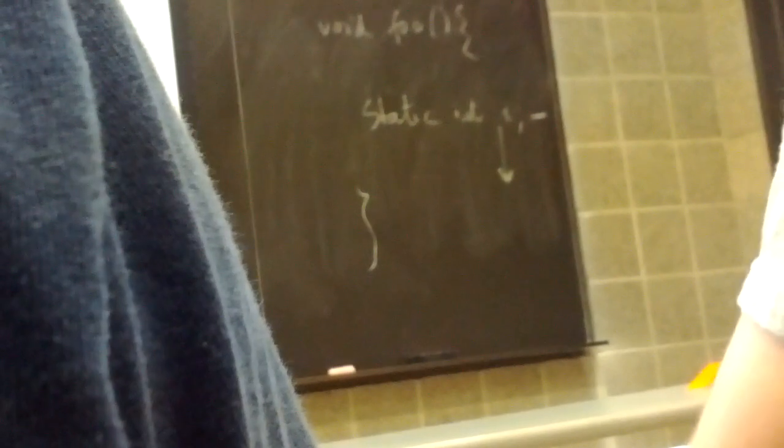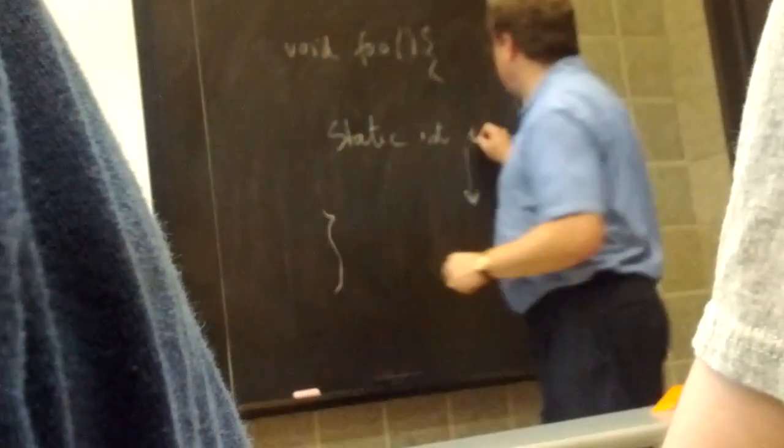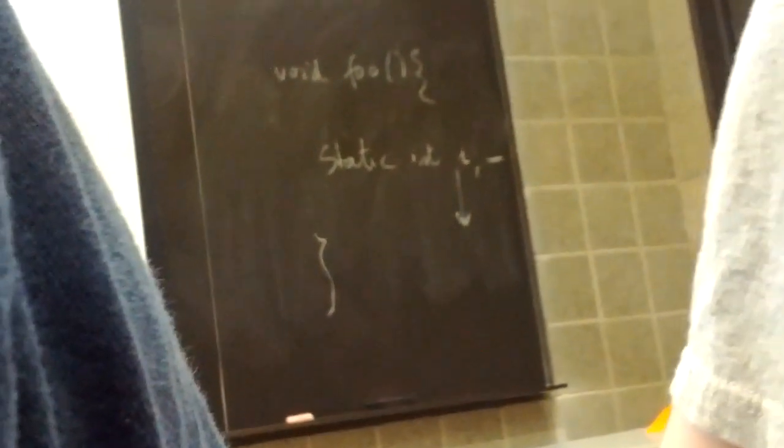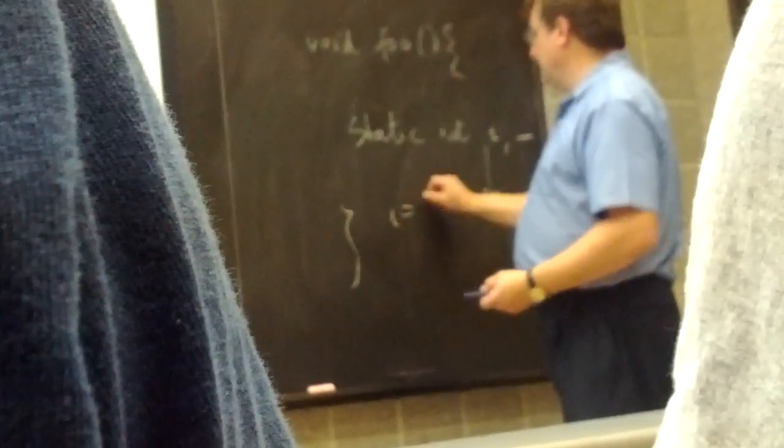So here is an example where there is a discrepancy between the scope of the identifier and the lifetime of the object. This identifier is only visible locally inside the function, but the object exists for the entire execution of the program. A static variable is one that remembers its value across function invocations. If you assign 3 to I, the next time you call foo, it will remember it was 3. So these objects cannot go away when the function returns, and they're allocated in static space.